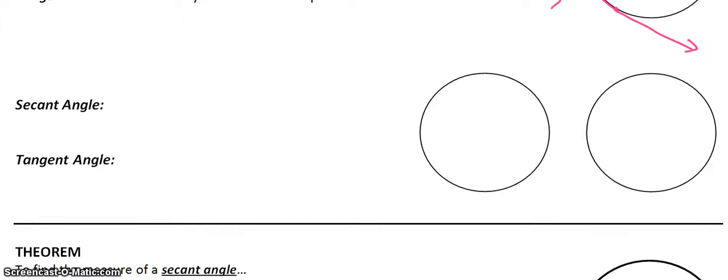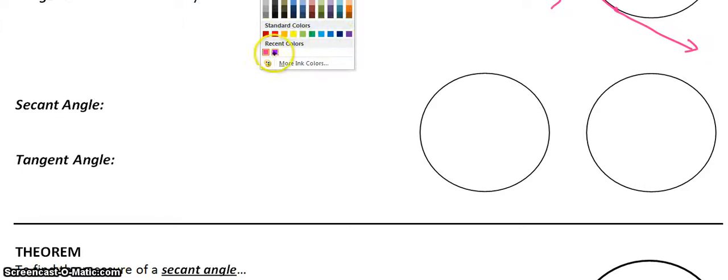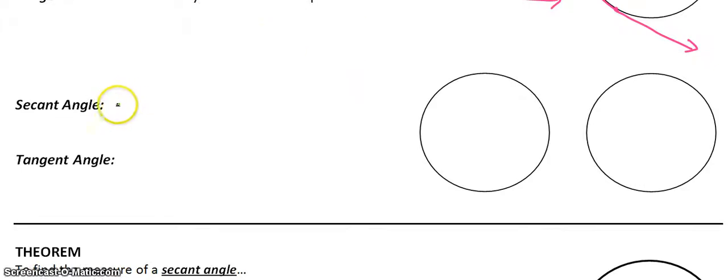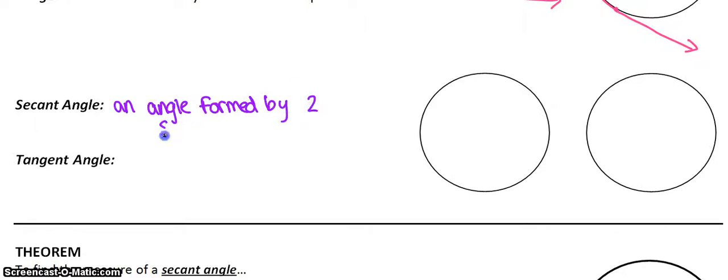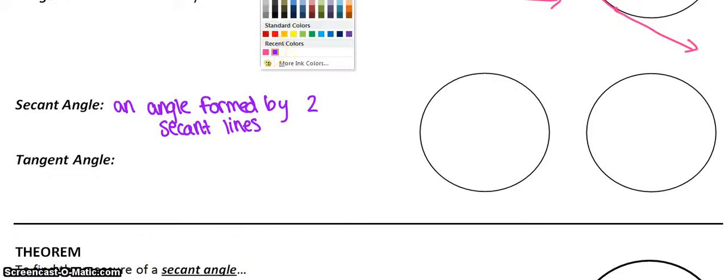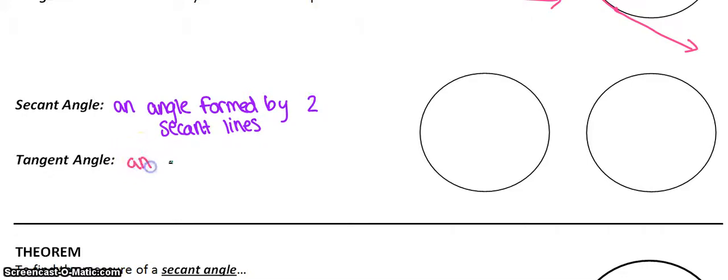Okay, so now secant and tangent angles are angles formed from secant and tangent lines. So a secant angle is an angle formed from two secant lines. Whereas a tangent angle is an angle formed by two tangent lines. Math is nice and logical. They give names that make sense, right? So we call it a secant angle because it's made from secant lines. We call it a tangent angle because it's made from tangent lines.